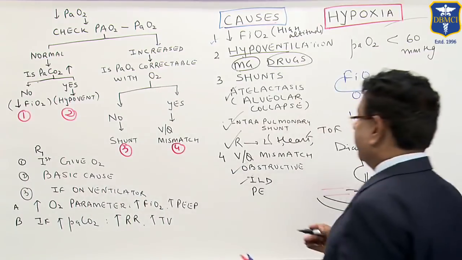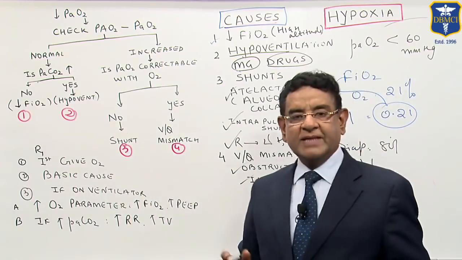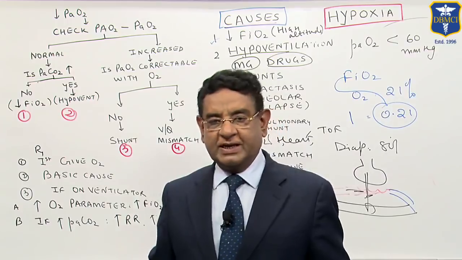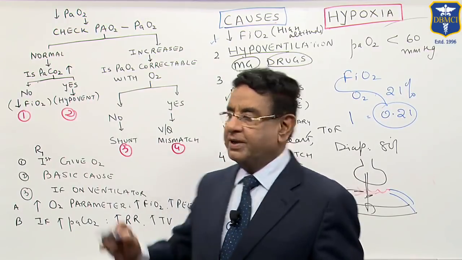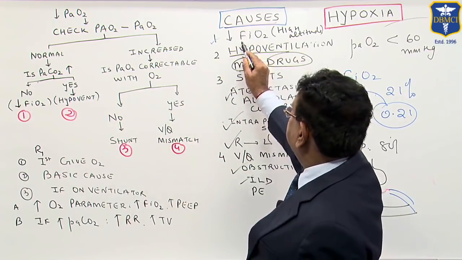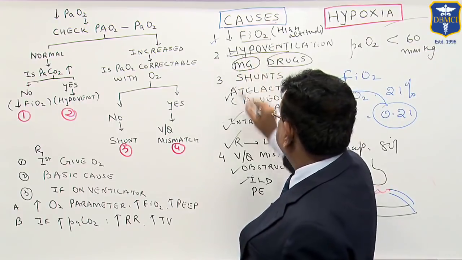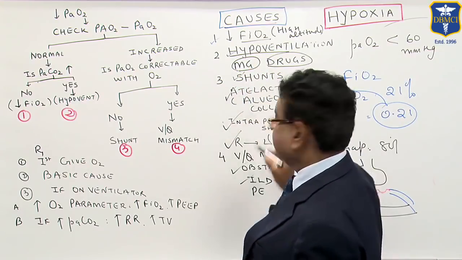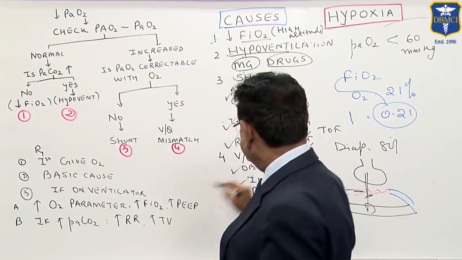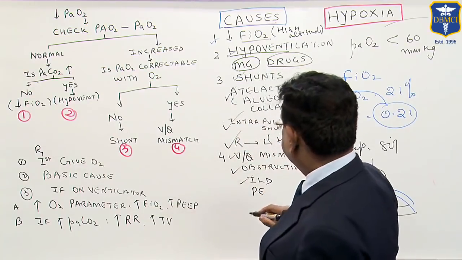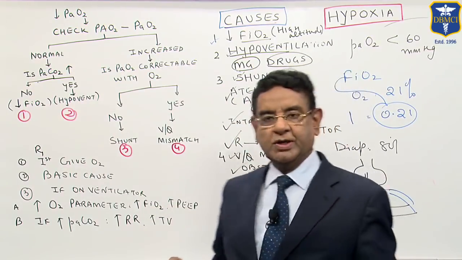So in a nutshell, there are four mechanisms by which hypoxia can occur. To have a quick recap: reduced FiO2, hypoventilation, shunts, intracardiac or intrapulmonary, and of course ventilation perfusion mismatch.